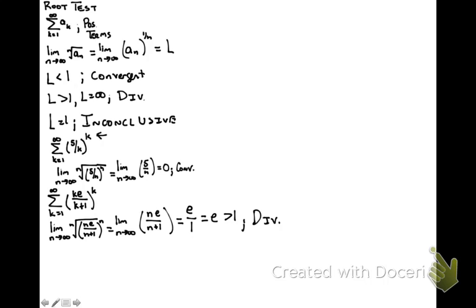Right, so the issue with the root test is if you have a series that's being expressed to some power, like the k power, the n power, whatever, the root test is a good candidate to use because it simplifies your expression quickly.